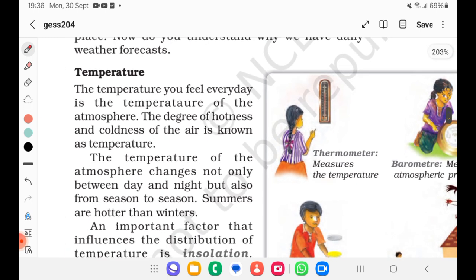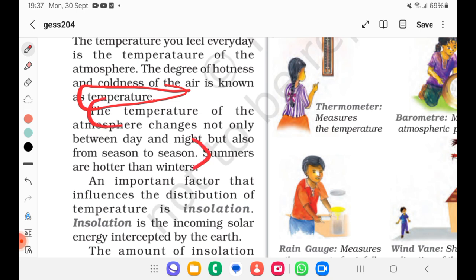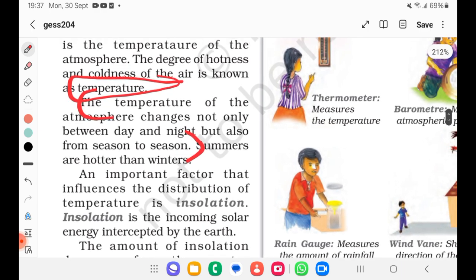Temperature. The temperature you feel every day is the temperature of the atmosphere. The degree of hotness and coldness of the air is known as temperature. What is temperature? Degree of hotness or coldness of the air. It's about the atmosphere, okay? The temperature of the atmosphere changes not only between day and night but also from season to season. We know this. Summers are hotter than winters.